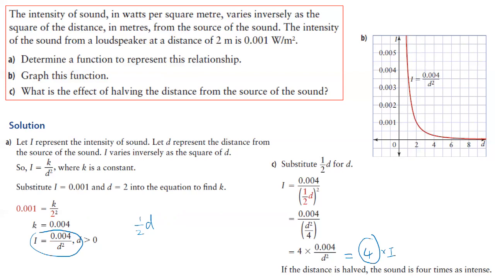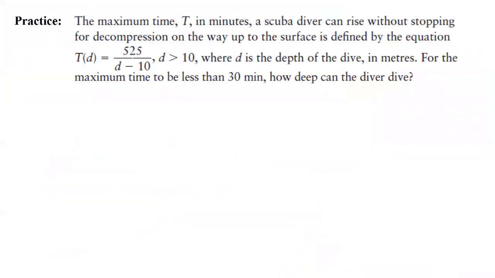No? Okay, let's do a practice. The maximum time t in minutes a scuba diver can rise without stopping for decompression on the way up to the surface is defined by the equation T(d) equals 525 over d minus 10. And of course, the domain is d is greater than 10, where d is the depth of the dive in meters. For the maximum time to be less than 30 minutes, how deep can a diver dive? Okay, I'll give you 2 minutes to think about this question.